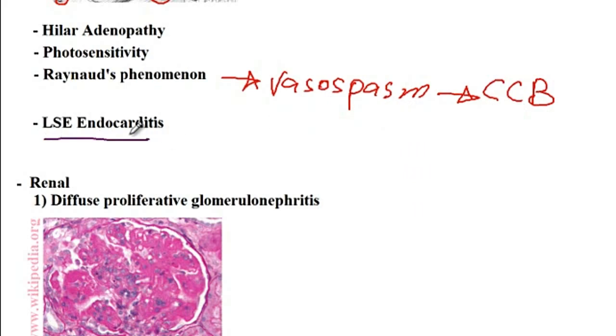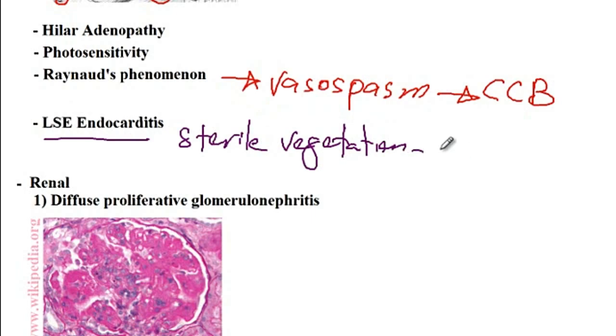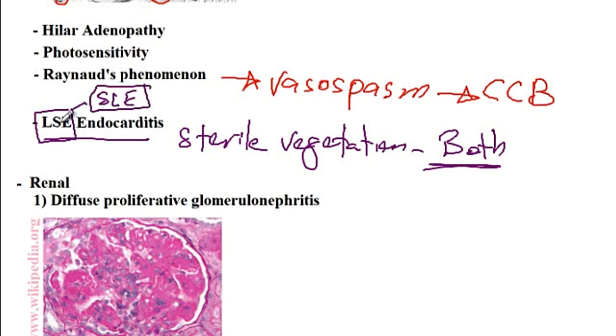Libman-Sacks endocarditis is another complication of SLE, where there would be sterile vegetations that are present on both sides of the heart valves. And so the way I memorize it is that LSE, or Libman-Sacks endocarditis, is associated with SLE. So LSE is associated with SLE.